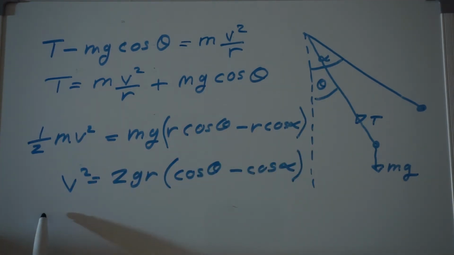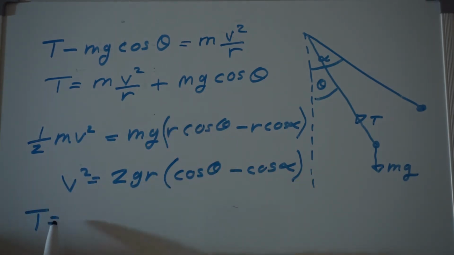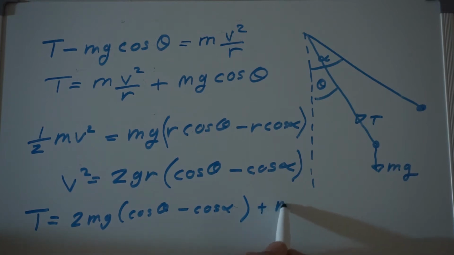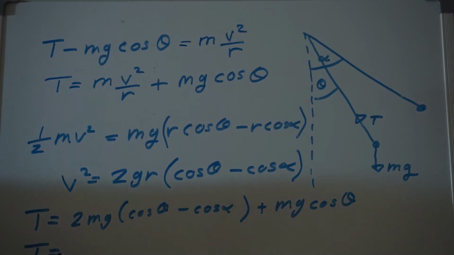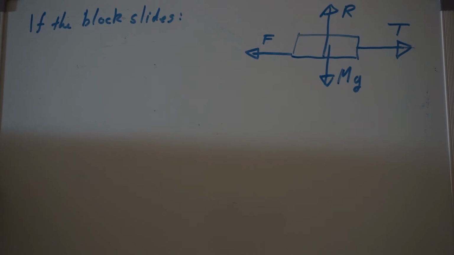Combining these two expressions, substituting for v squared, noting that the r's will cancel out, gives T equals 2mg (cos theta minus cos alpha) plus mg cos theta, which will simplify to T equals 3mg cos theta minus 2mg cos alpha. I will now consider the forces on the block.